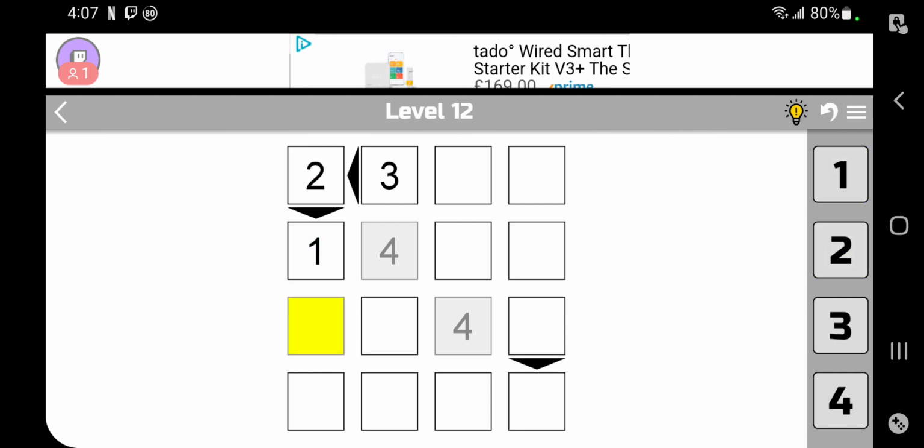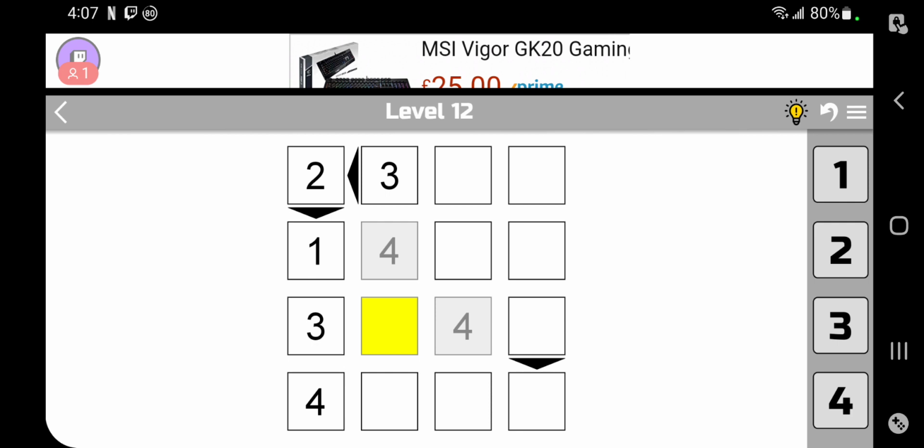Okay. Now we're missing the 3 and the 4 from this column. That won't be a 4 because the 4 is already in the row. That's a 4. We're missing the 1 and the 2 from this column. That doesn't help us immediately.